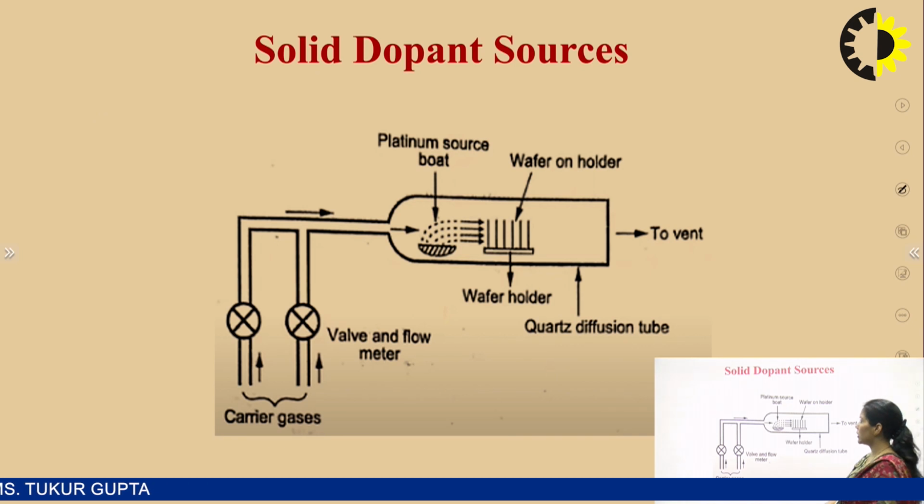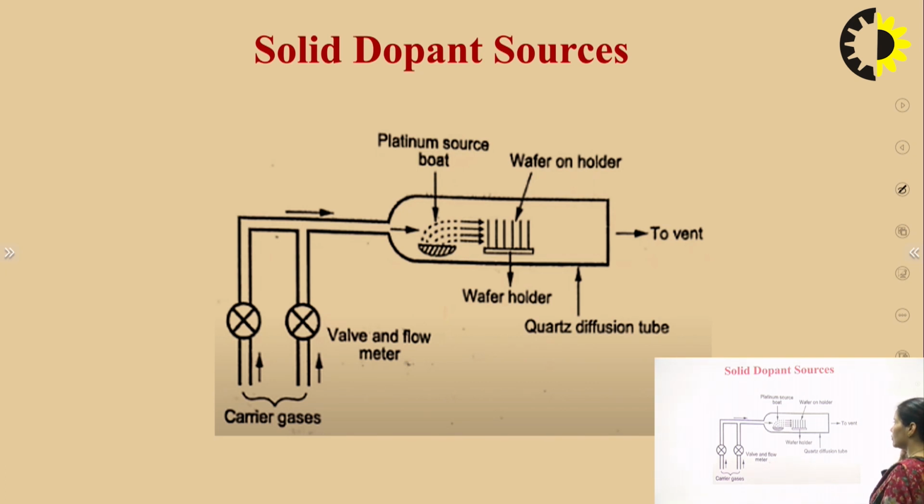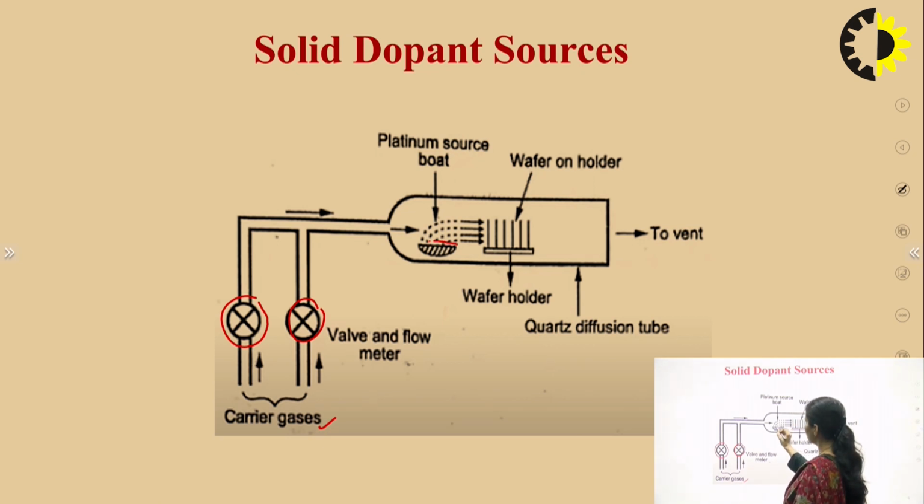So this is the arrangement of the diffusion system for the solid dopant sources. Let's have a look at this figure. These are the entry points for the carrier gases. I will discuss these in a further slide. These are the valves for allowing or shutting off the input of carrier gases. This is the main component of this arrangement, which is the platinum source boat. In this platinum source boat, what is kept is the dopant material.